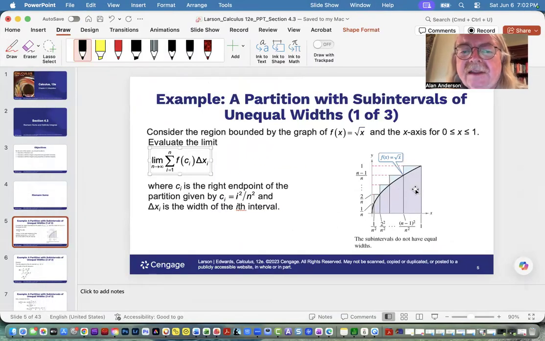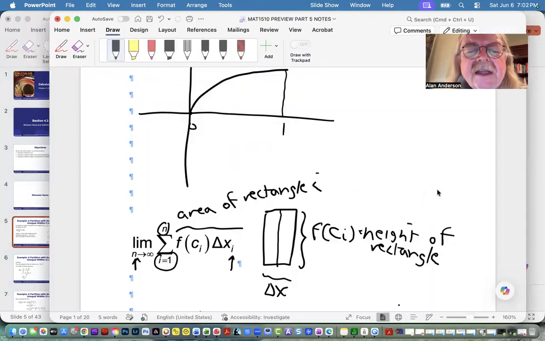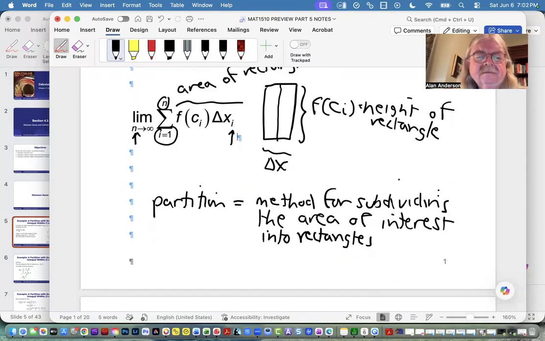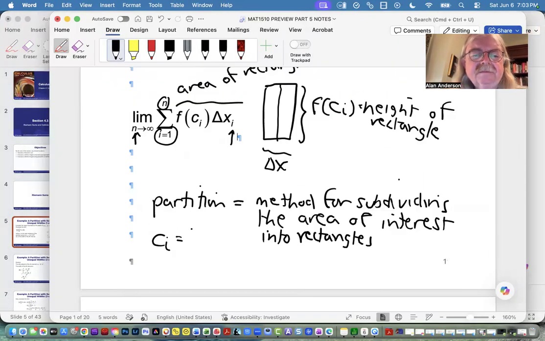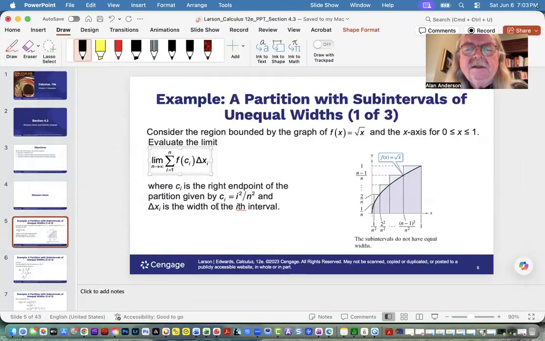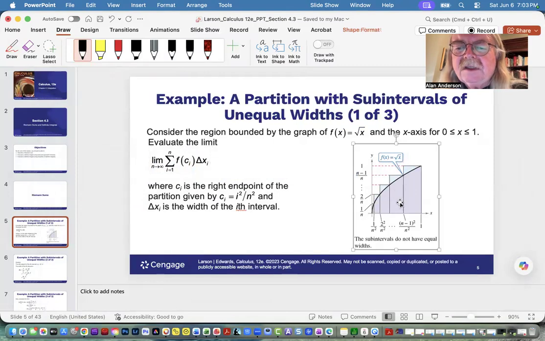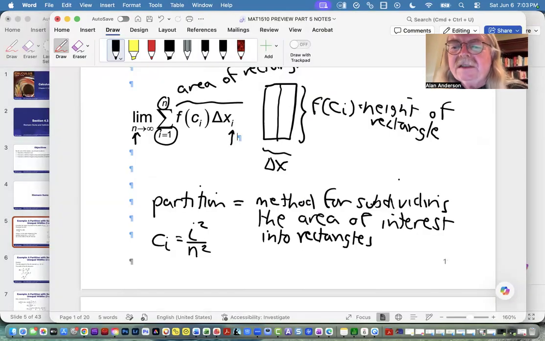So you're seeing one right there. So they want us to define the partition as c_i. And again, because the widths can be different, we need to do this for every single one of those rectangles. i squared over n squared. Okay. So in other words, actually, let me copy this into my notes so you can see it better.